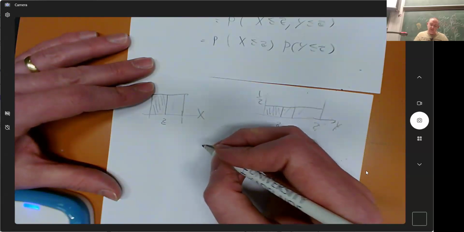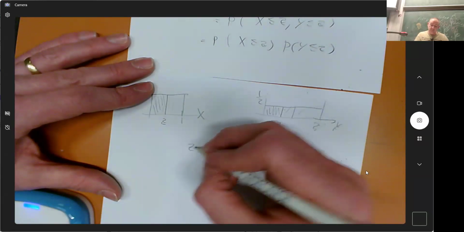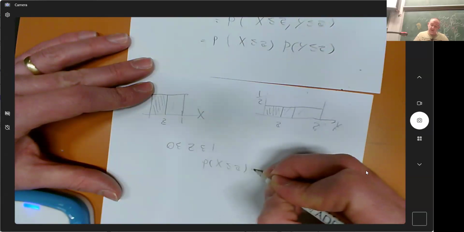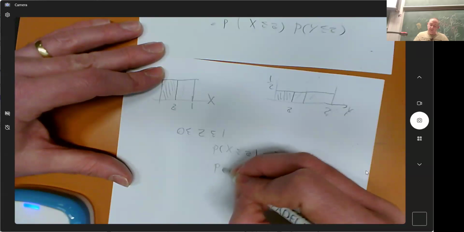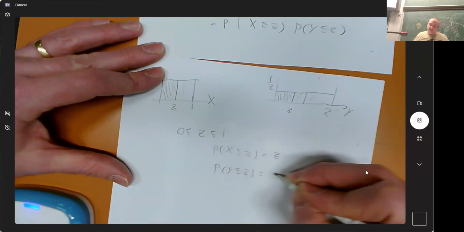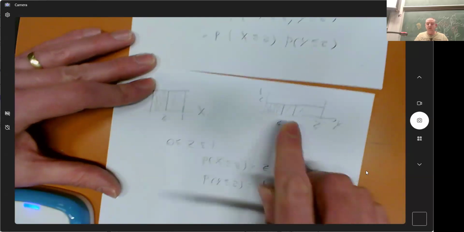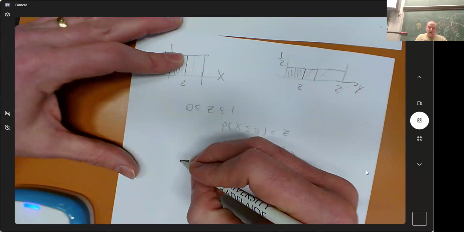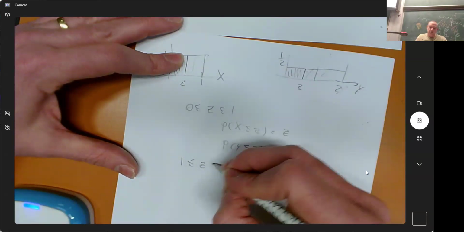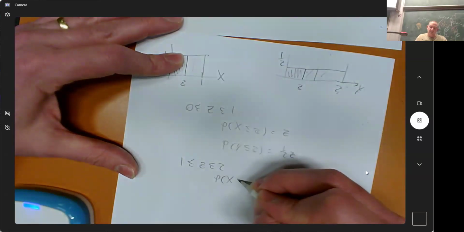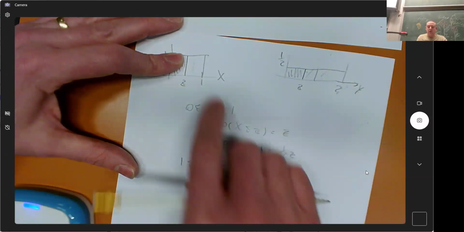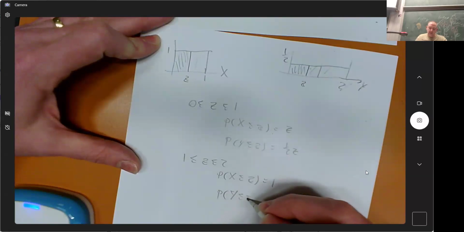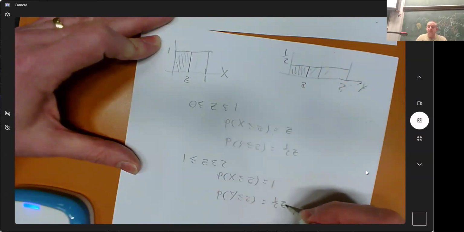So if z is between 0 and 1, the probability of x being less than or equal to z is z, and the probability of y being less than or equal to z would be z times a half, because of this diagram here. But if z was between 1 and 2, the probability of x being less than or equal to z would be 1, because we've already gone past the end. And the probability of y being less than or equal to z would still be half of z.